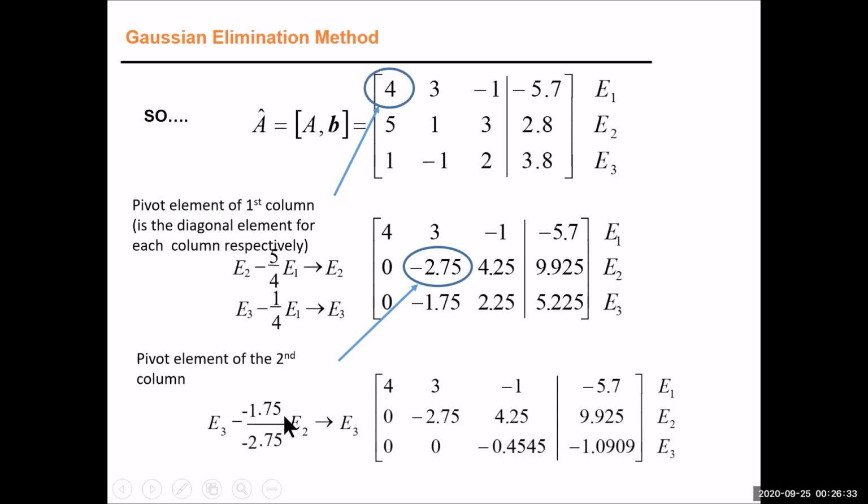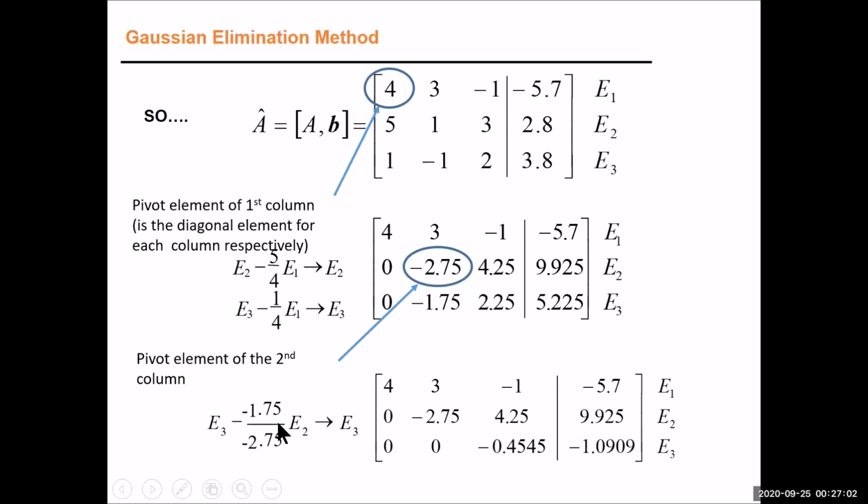Now, where is the pivot element? The pivot element is the number on top, but it has to rest on the diagonal. So it's not 3. The number is this. This is the number resting on the diagonal. This is going to be the pivot element, the denominator, so to speak. So you have minus 1.75 divided by minus 2.75. That's going to be the fraction that you need to multiply to the equation.